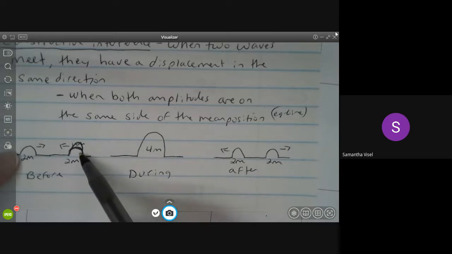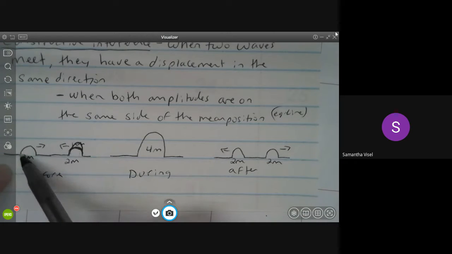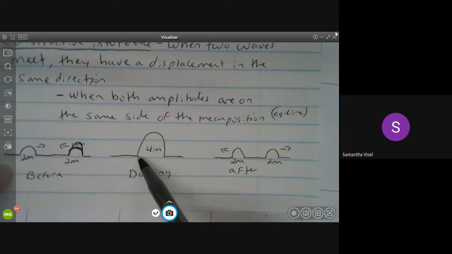This same idea of adding on both sides, we would do if these were both troughs. So if this was 2 below and 2 below, then when they meet up, they would build because they're on the same side. And this would just be a 4 meter trough once they met up.